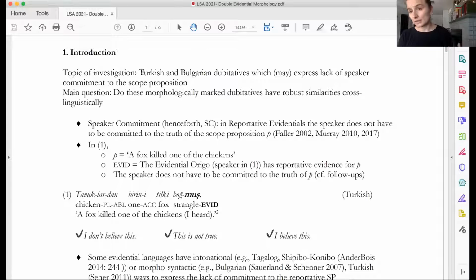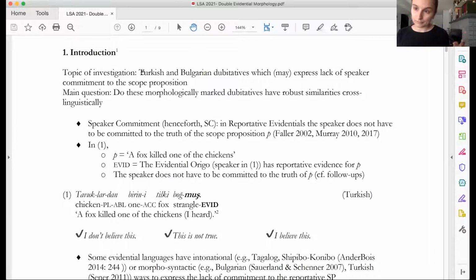This is only a property of indirect evidentials. Direct evidentials have to be true from the speaker's perspective. That is, the speaker has to be committed to the truth of the proposition. Some languages have intonational methods to express that the speaker is not committed to the truth of the scope proposition. Other languages may have some sort of morphosyntactic ways to express the same thing. And Turkish and Bulgarian are such languages. And as you'll see on the next page, they do this by doubling the evidential morpheme, so they can express this lack of speaker commitment.